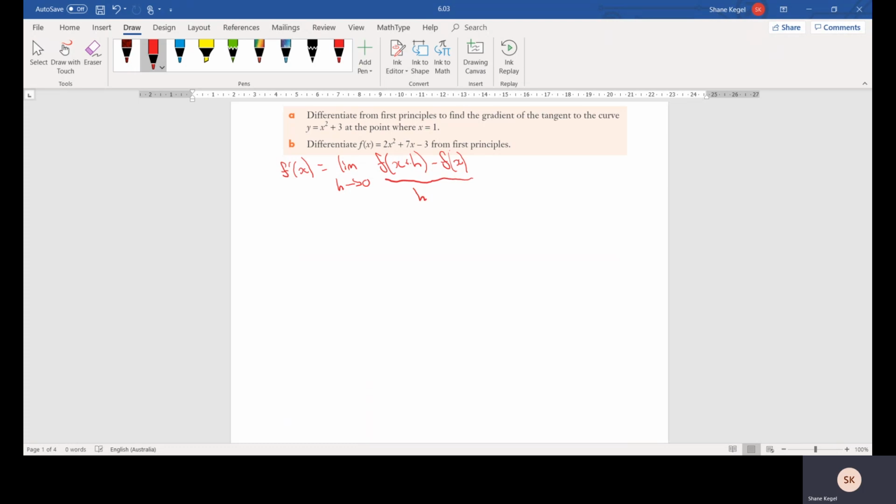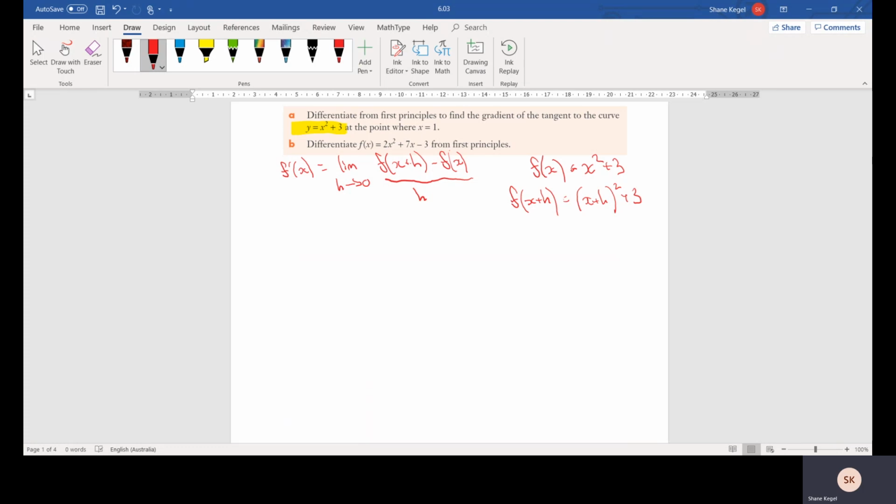So I've got two things here that I need to find. I need to find f of x plus h, and I need to find f of x. Coming over to the side here, I'm given my original function, which is y equals, or I can put f of x equals x squared plus 3. From that I can then find f of x plus h. For f of x plus h, I simply plug x plus h into my function wherever x is. So I'm going to sub it in here: x plus h squared plus 3.